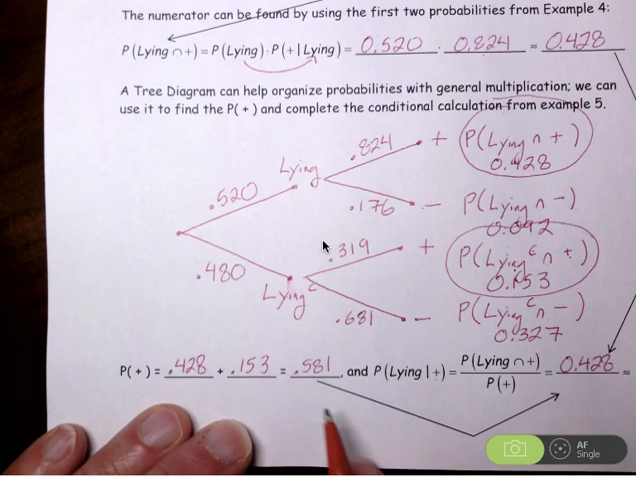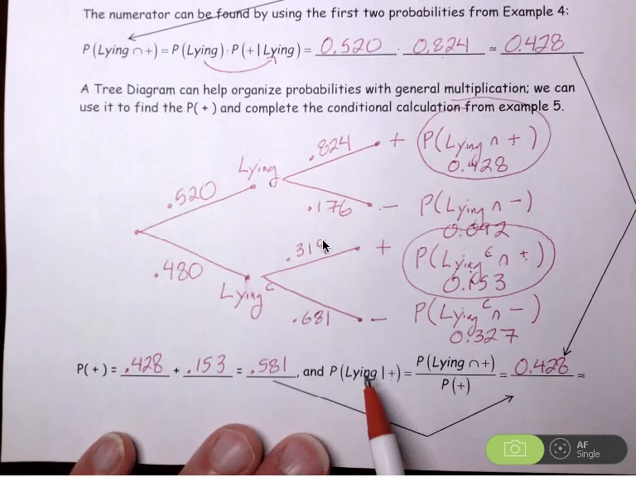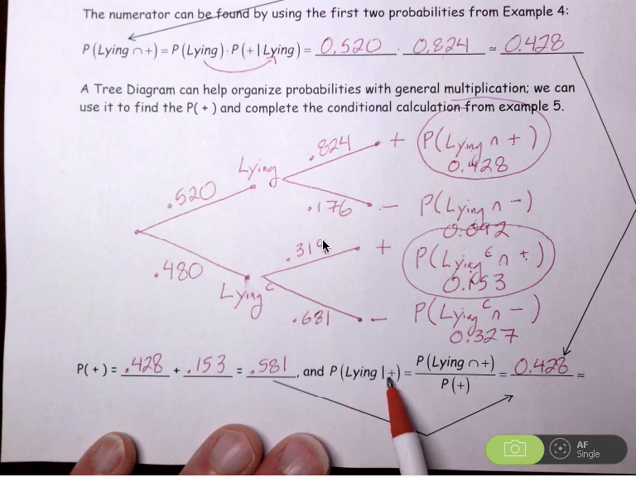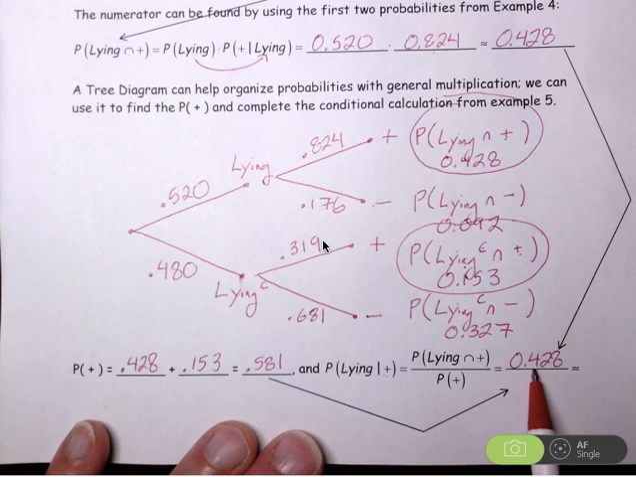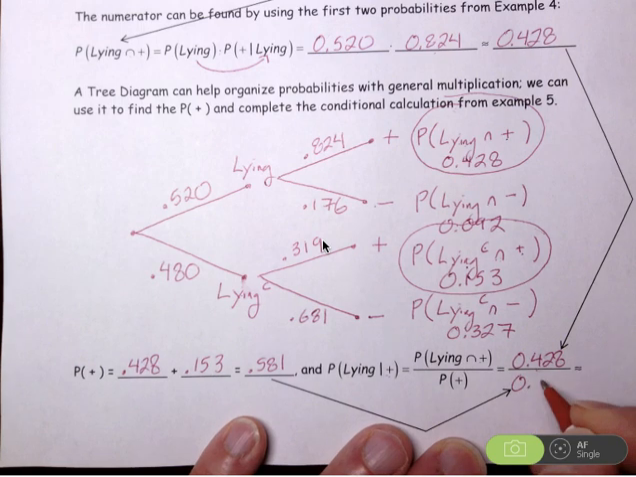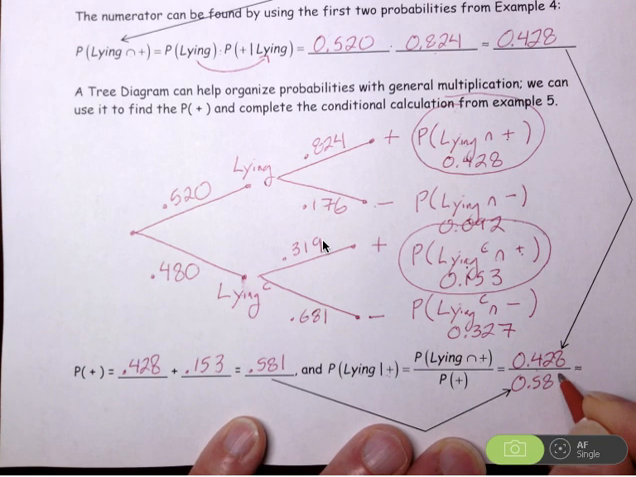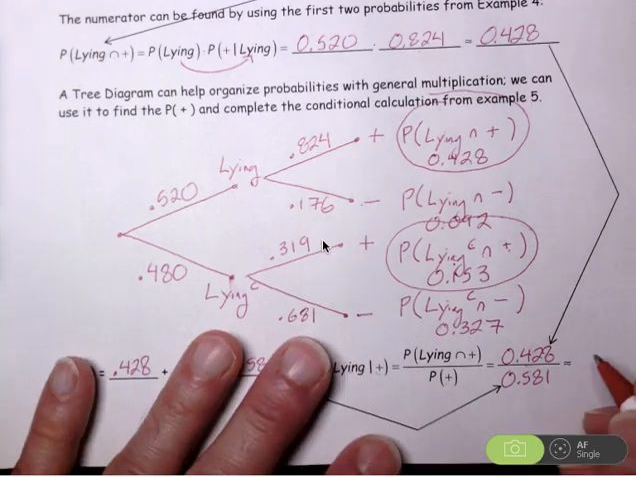And now I've got everything that I need. So what we really care about ultimately is the probability of lying given a positive test result. So lying and a positive test result, my numerator, I already had at 0.428. The denominator is the likelihood of a positive test result. That's the 0.581. So the ratio of those, 0.428 divided by 0.581, if I calculate that, that gives me 0.737.